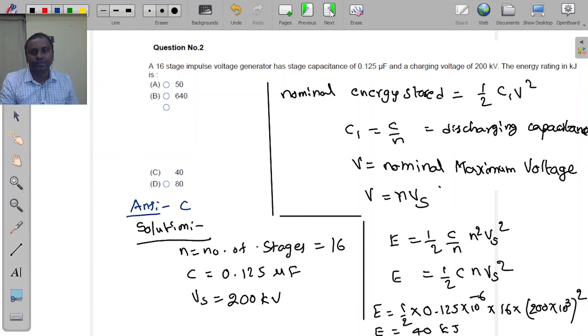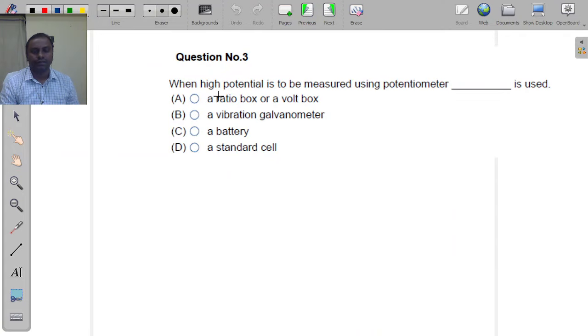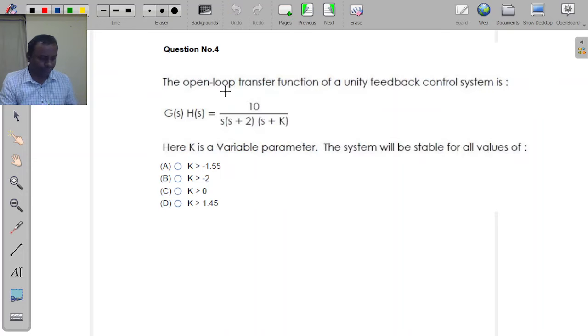Moving into the next question. When high potential is to be measured using a potentiometer, dash is used. So when you want to measure the high potential, you will use a ratio box or voltage box. So the answer for this is option A, a ratio box or a voltage box. Moving into the next question.